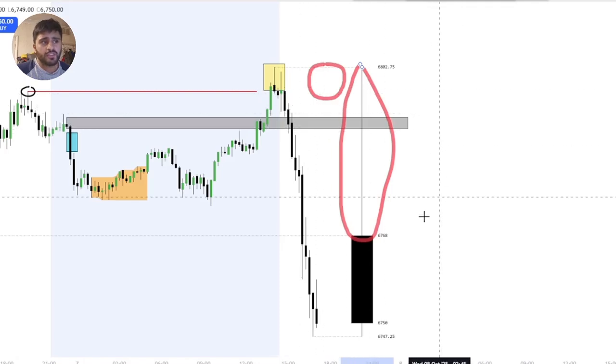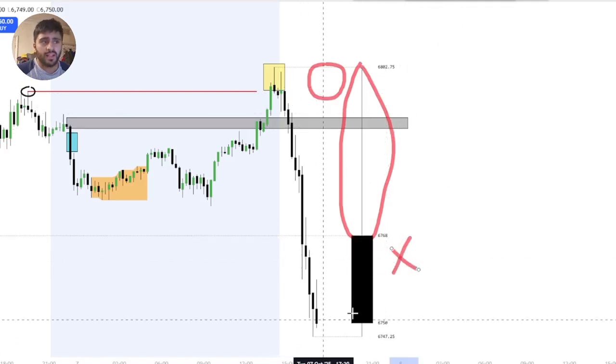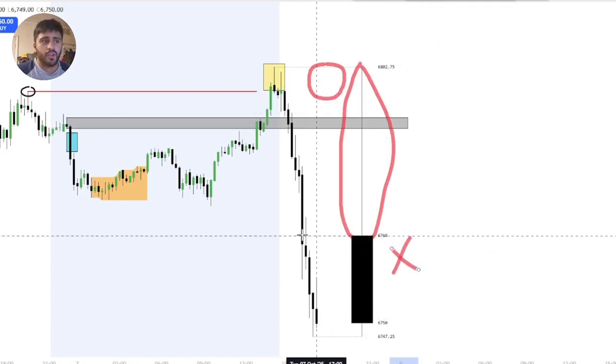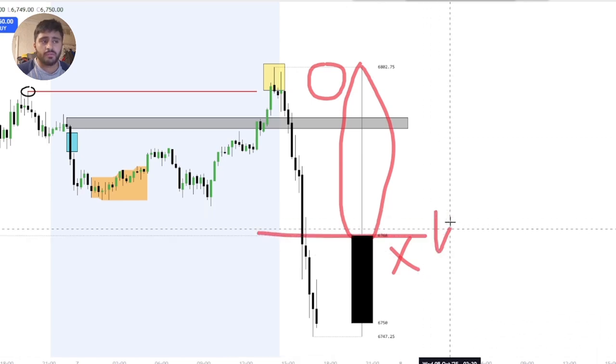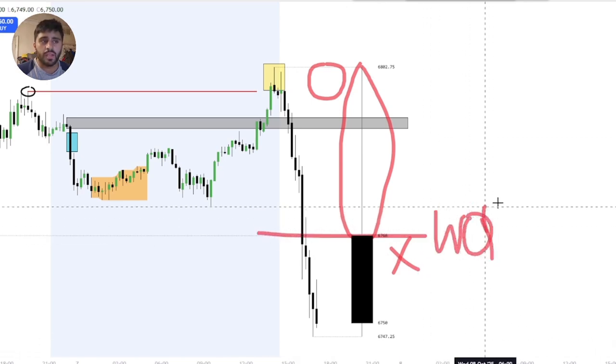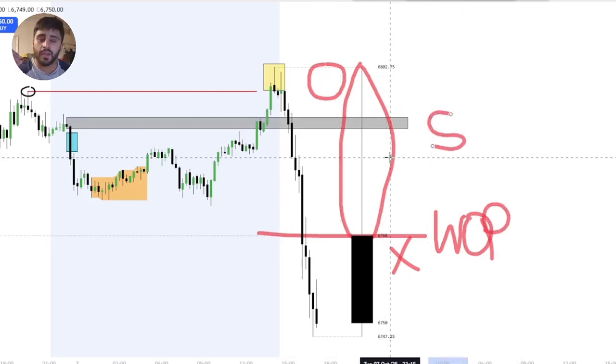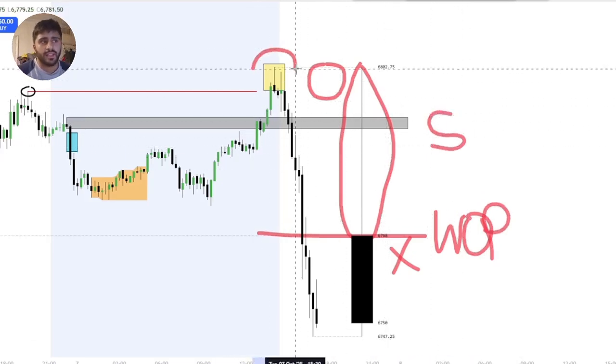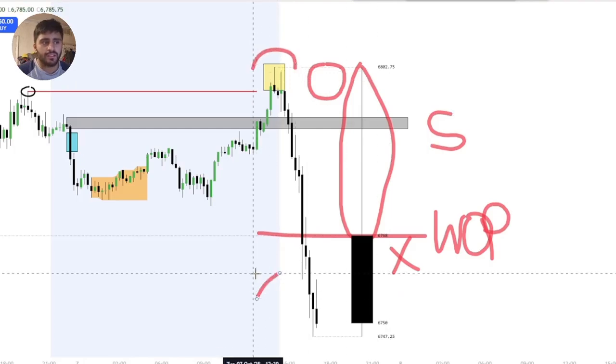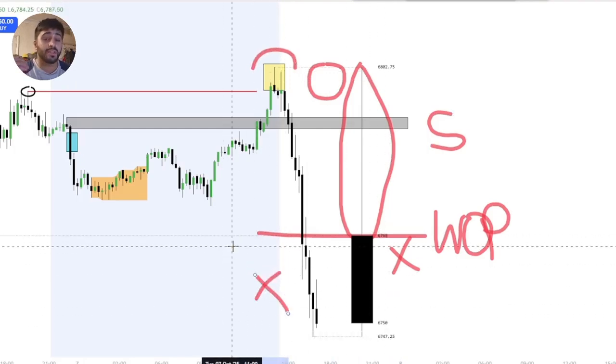You don't want to position yourself in the body, right? You don't want to be selling down here. You missed most of the move, right? So if this is the weekly opening price, I'm just going to call this WOP. Logically you want to be selling anywhere significantly above that. Now, you're never going to catch the exact high, but you don't want to be trading inside the body, or certainly you don't want to be selling below the weekly opening price.